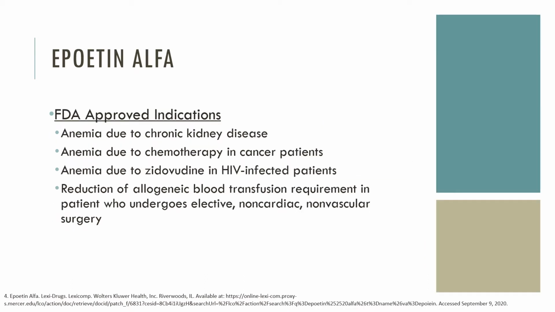Epoetin Alfa has 4 different approved indications, including anemia related to CKD, chemotherapy in cancer patients, and Zidovudine in HIV-infected patients. It is also indicated in those with reduced allogeneic blood transfusion requirements undergoing elective non-cardiac, non-vascular surgery.